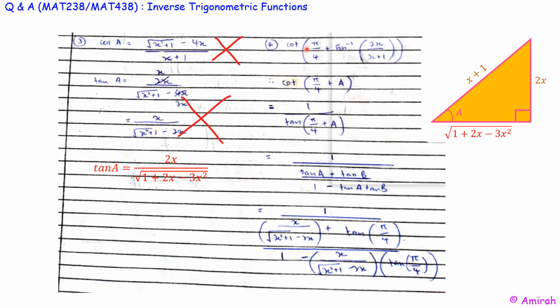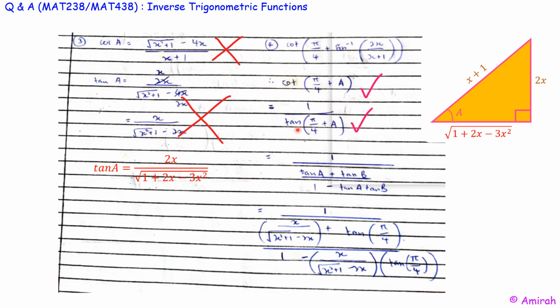Evaluate chord in bracket pi over 4 plus inverse sine 2x over x plus 1. And then akan anda tulis chord pi over 4 plus A. Yang ini betul sebab from step 1 tadi, A kita equals to inverse sine 2x over x plus 1. Okay. And chord is a reciprocal function for tangent. Okay, so terbalikkan jadi 1 over tangent pi over 4 plus A. Angle mesti sebelah dengan tangent. Okay. Ini pun betul. Okay.